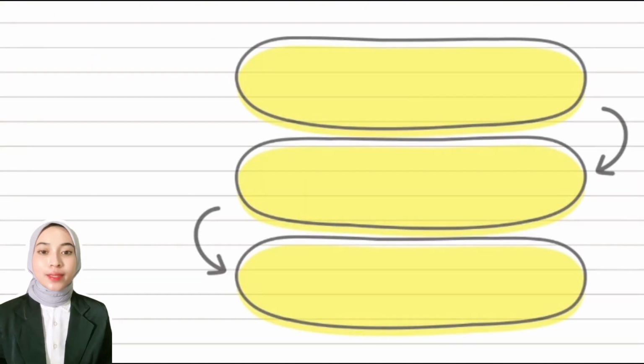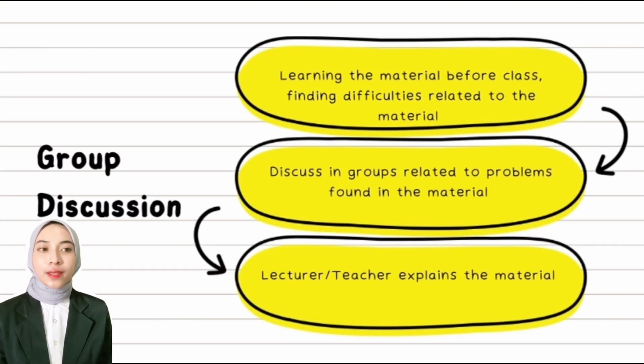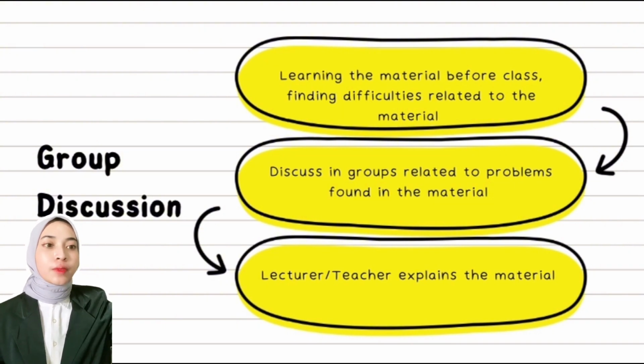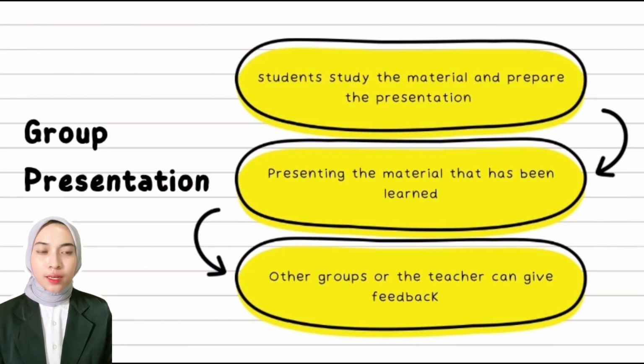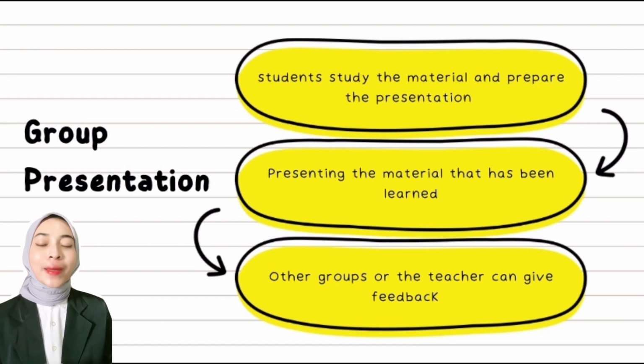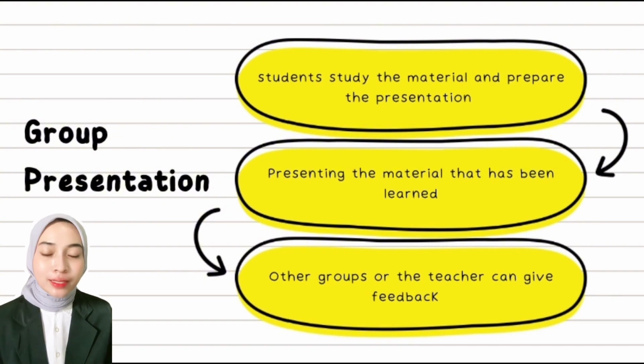Okay, so in group discussion, the activities are learning the material before class, finding difficulties related to the material, discussing in groups the problems found in the material, and the lecturer or teacher explains the material. Okay, in group presentation, the activities are that students study the material and prepare the presentation, presenting the material that has been learned. Other groups or the teacher can give feedback.